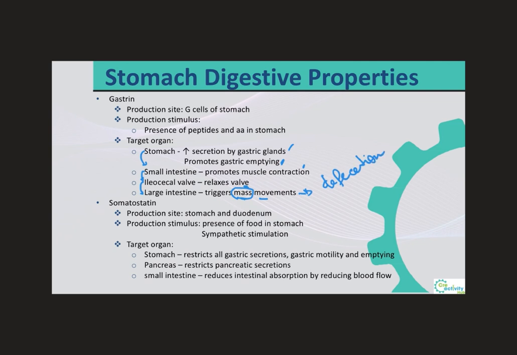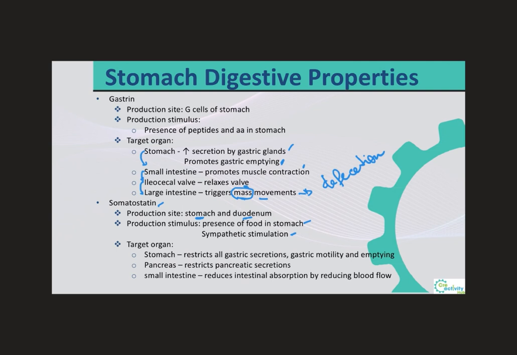Next, we have somatostatin, which is going to be a hormone that will be produced by the mucosa of the stomach, more specifically in the pyloric antrum and also in the duodenum. What makes it be secreted is the presence of food in the stomach and also stimulation from the sympathetic nervous system. Where will it act?